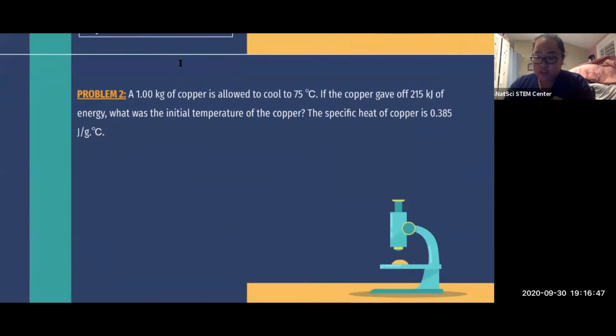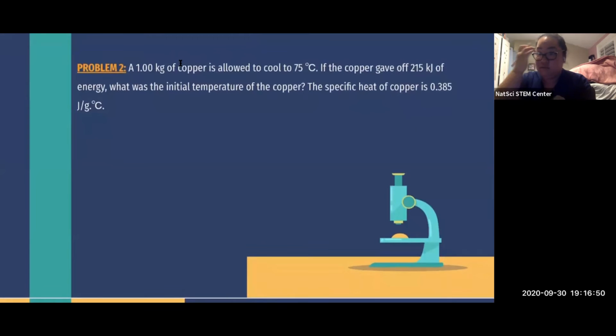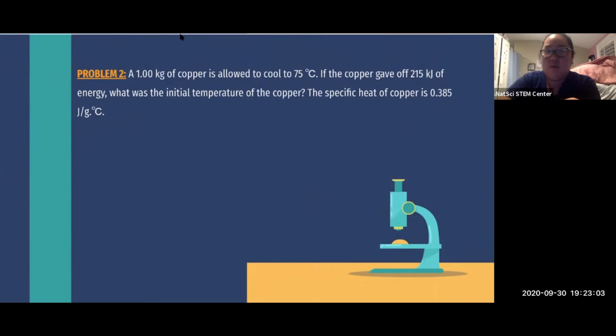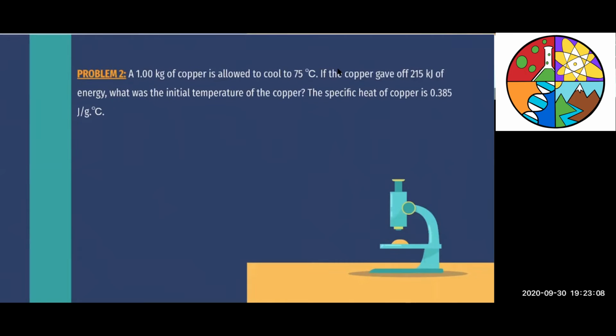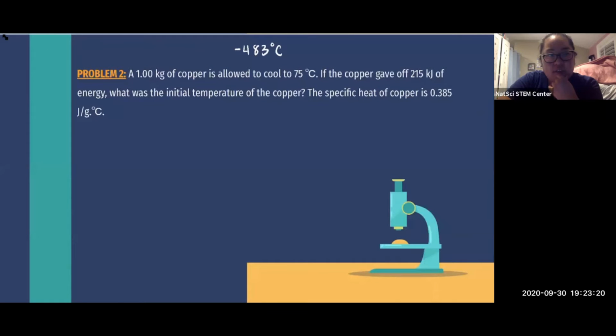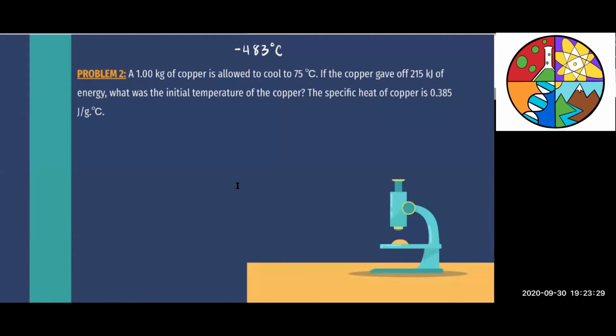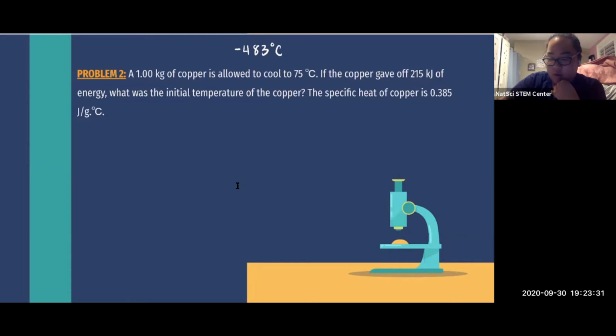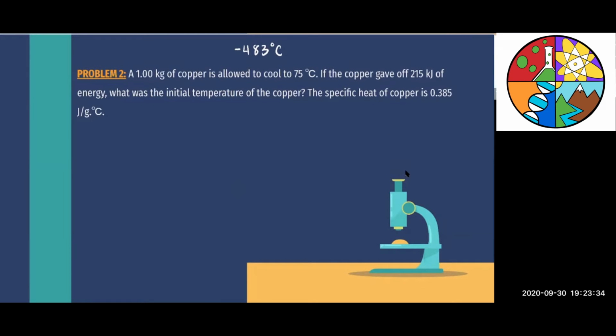I will give you guys until 7:21 to do this problem. What did you guys get for your answers? I get negative 483 degrees Celsius. I got the same thing. I got 483 positive. I got 483 as well. How about we go over how we got that answer? Okay, we can start with 250. Q is 215 kilojoules.